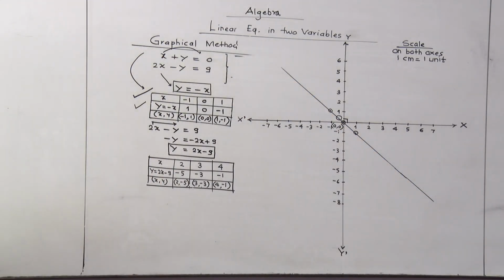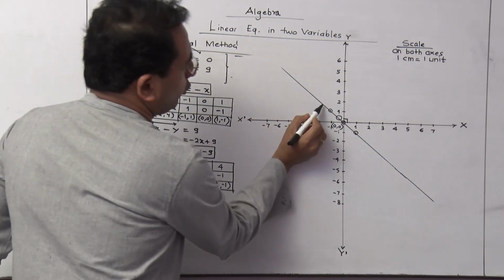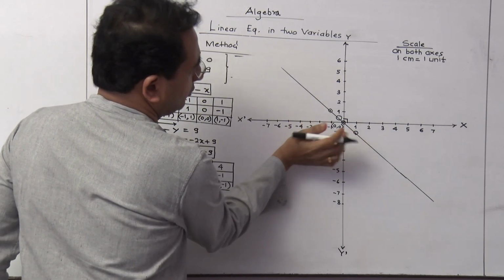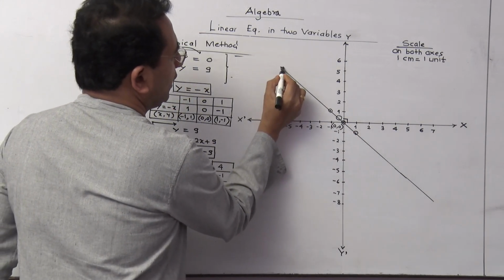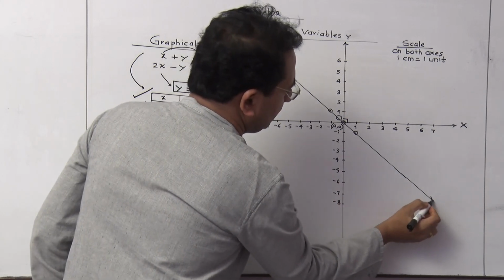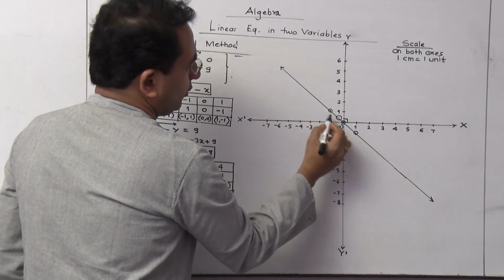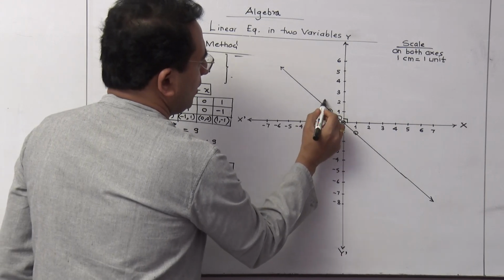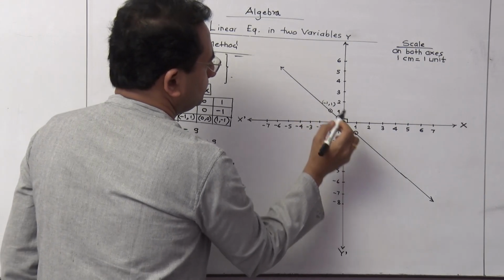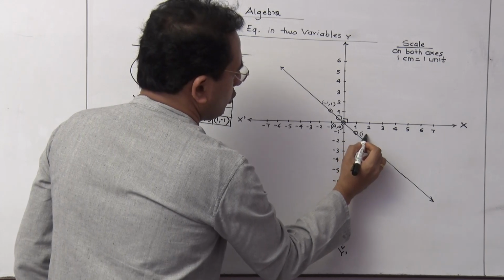Now purposely I am telling you this. Many students draw the line only of this much length. What you do is, you draw the line which is of maximum length. Now name the points. Already 0, 0 is there. These coordinates are -1, 1. And this one is 1, -1.